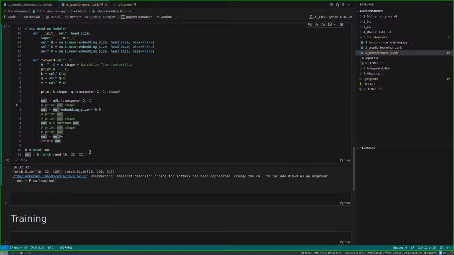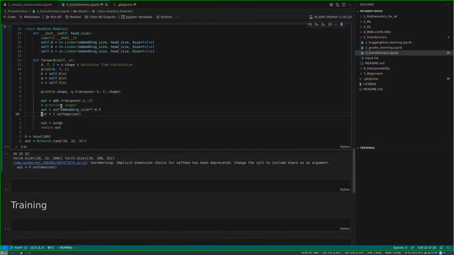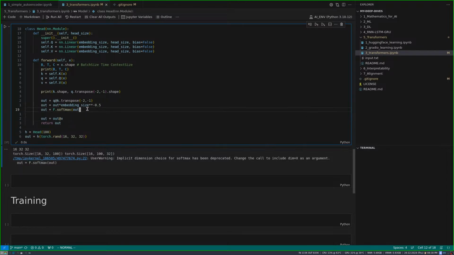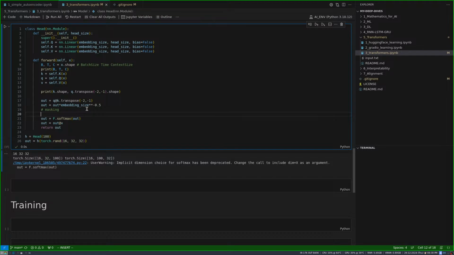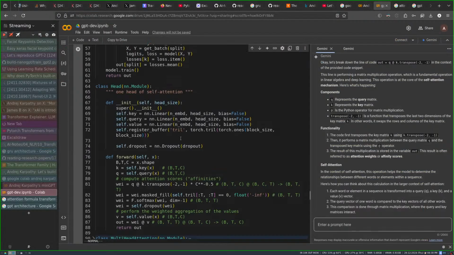Right. The problem with this code is there is no masking of the future tokens, because during inference it doesn't matter provided it is trained correctly, and during training it will not train correctly. So I need to implement masking here. How can I do masking?